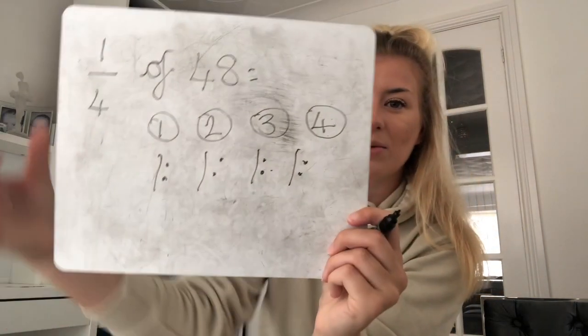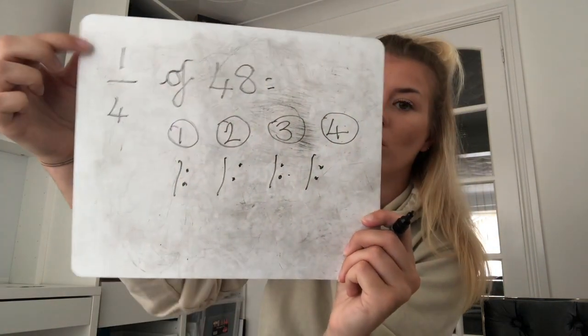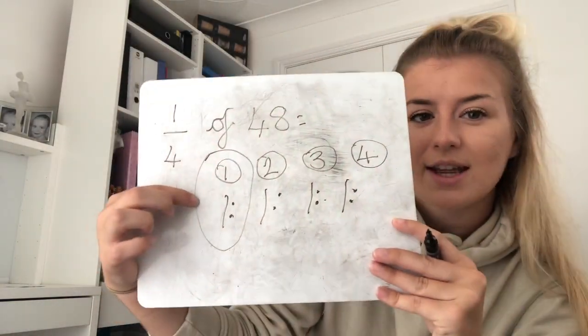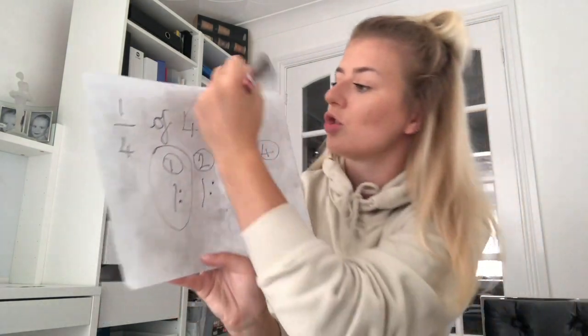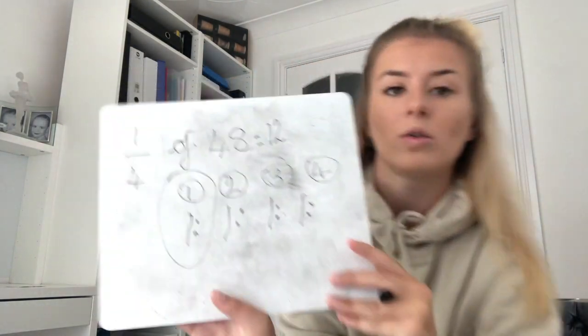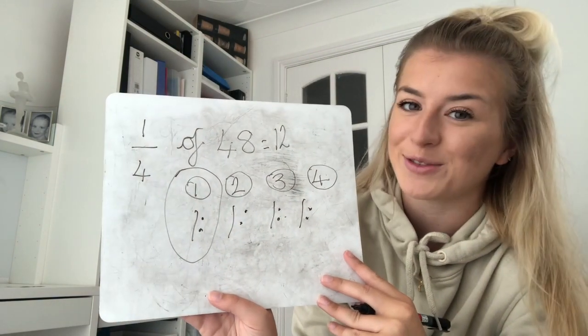Okay, so again, I'm looking at 1/4, so one part of this. So let's circle it. I've got a 10 stick and I've got 2 ones. So my answer is 10, 11, 12. 1/4 of 48 is 12.